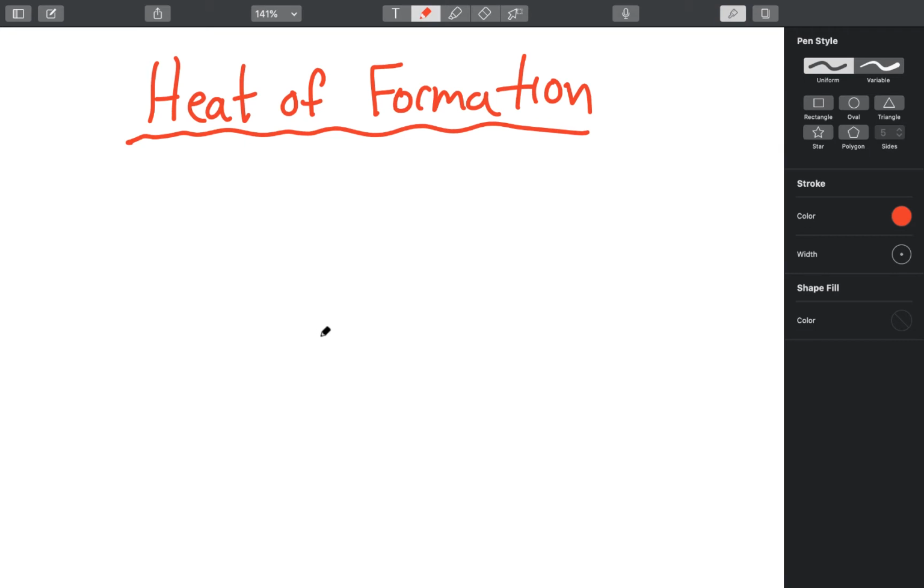Welcome to the chemistry channel, and today we're going to be talking about the last method used to determine the heat of a reaction. This method uses the heat of formation for a particular compound.